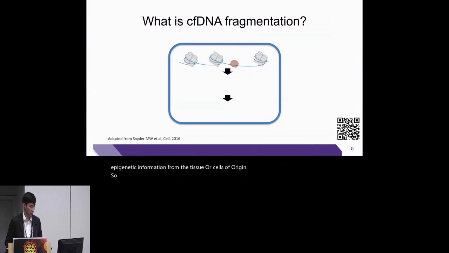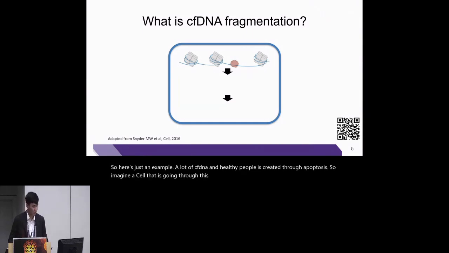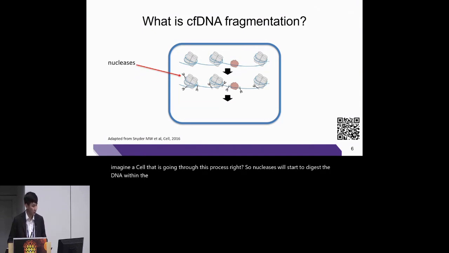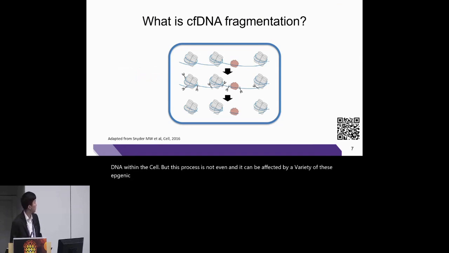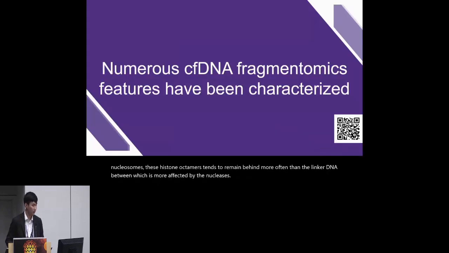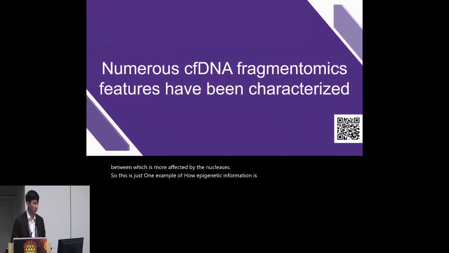So here's just an example. A lot of cfDNA in healthy people is created through apoptosis. So imagine a cell that is going through this process, right? Nucleases will start to digest the DNA within the cell, but this process is not even, and it can be affected by a variety of these epigenetic factors. In this example, we see that the DNA surrounding these nucleosomes, these histone octamers, tends to remain behind more often than the linker DNA between, which is more affected by the nucleases. So this is just one example of how epigenetic information is stored in the fragmentation pattern.